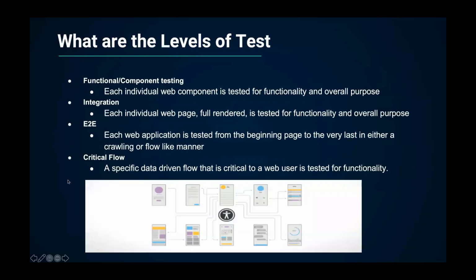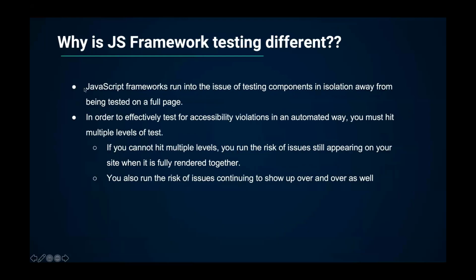But also, to talk about web testing in general, to frame this conversation, we have to know what the levels of test are. The levels of test are functional component testing, which is each individual web component tested for functionality and overall purpose, which is one part of JavaScript frameworks, componentizing our web content. Integration testing, which is each individual web page fully rendered, tested for full functionality and overall purpose. There's end-to-end testing, which is similar to integration testing, however it's more in a flow-like manner or crawling space. There's critical flow testing, which is a specific data-driven flow that is critical to a web user and is tested for its full functionality.